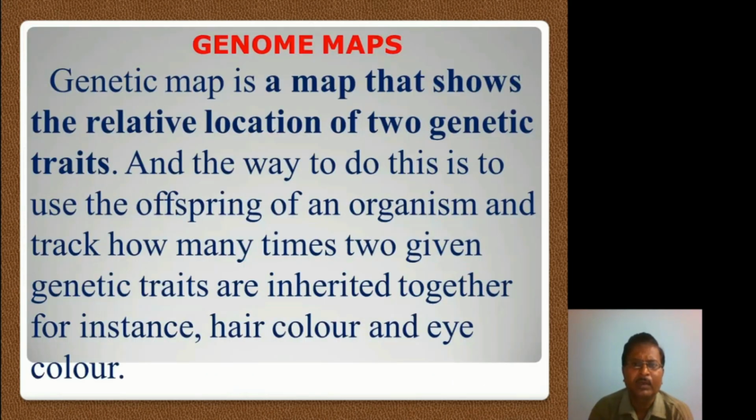We are going to see about genome maps with this central dogma background. So what is this genome map or genetic map? It is a map that shows the relative location of two genetic traits, or closely related traits. The way to do this is to use the offspring, meaning F1, F2 generations of an organism, and track how many times two given genetic traits are inherited together. They are inherited from one generation to another generation. For example, hair color and eye color, both are inherited.